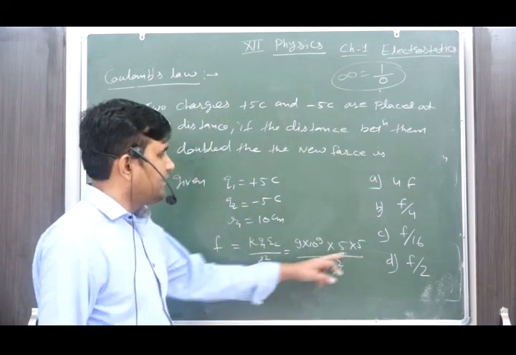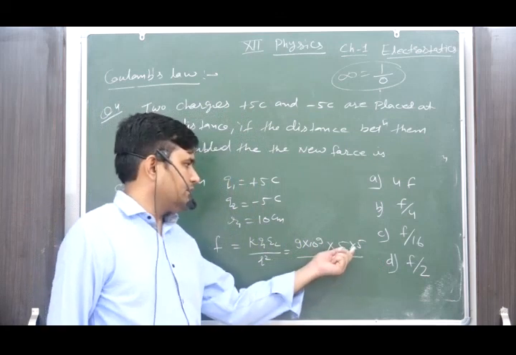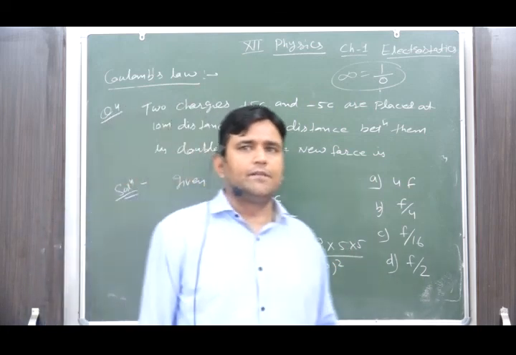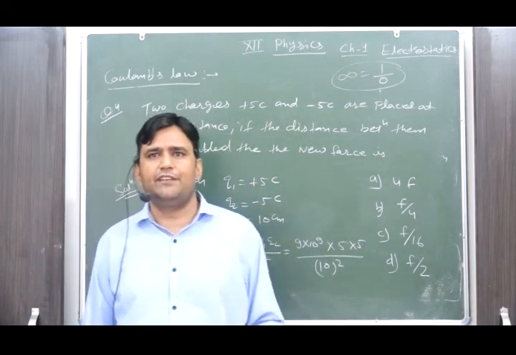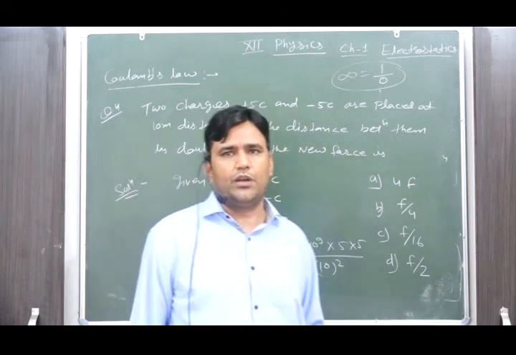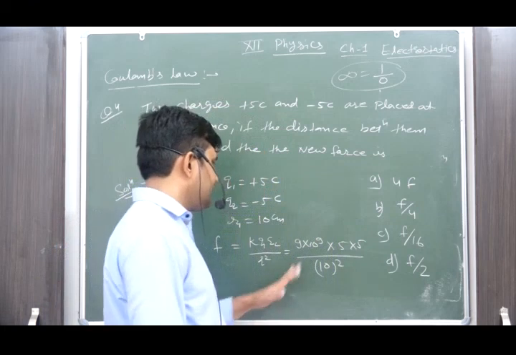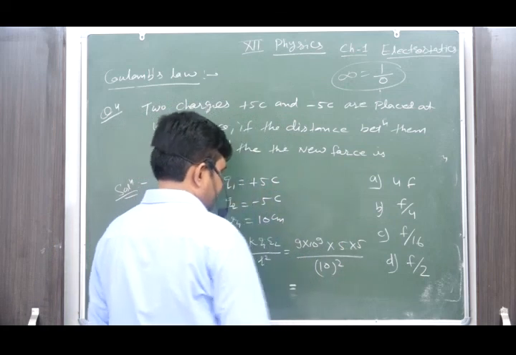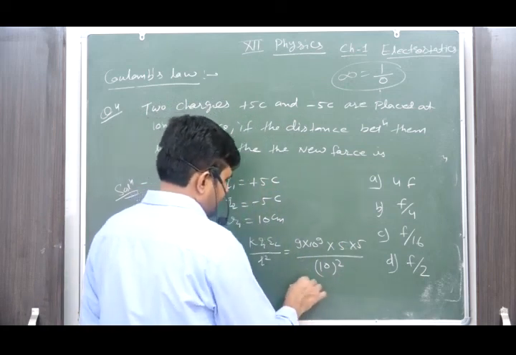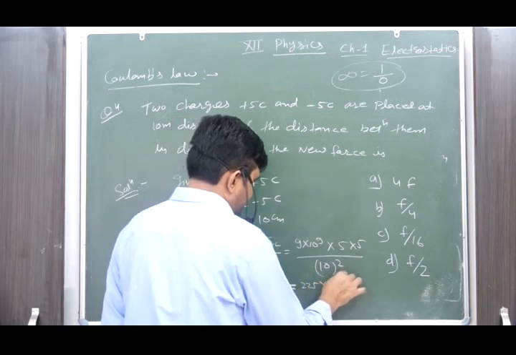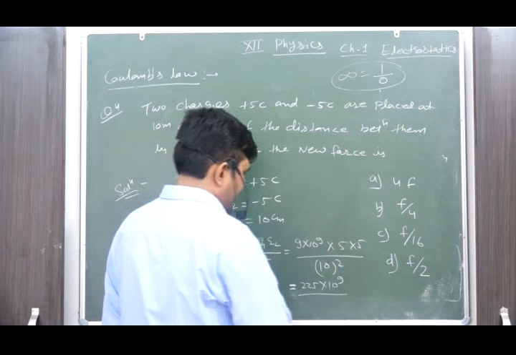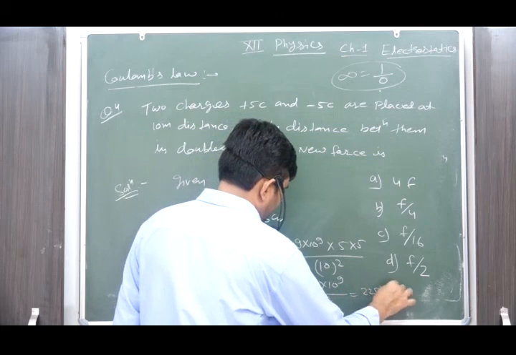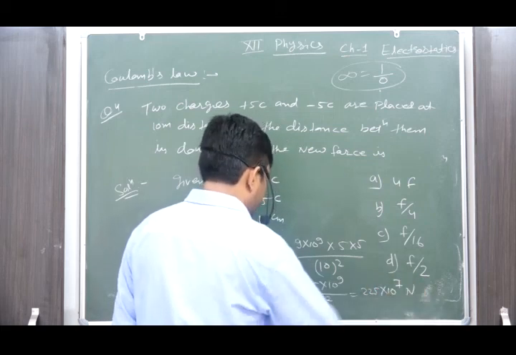Here I am considering only the numeric value, the magnitude, because if we consider the minus 5, the direction of the force would change. But directions are considered when we use the vector formulation of Coulomb's law. Here I am using the basic formulation, so 5 into 5 is 25, into 9. What does the formulation become? It is 225 into 10 to power 9 divided by 10 square, 10 to power 2. It means 225 into 10 to power 7 Newton.